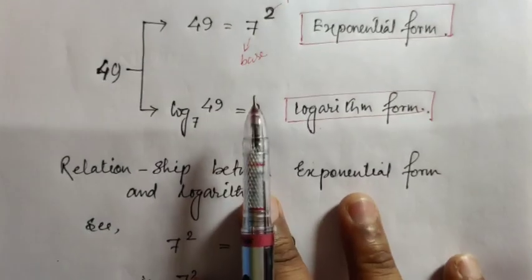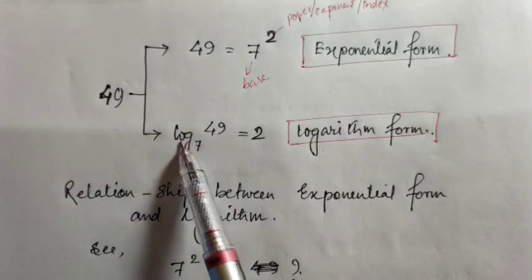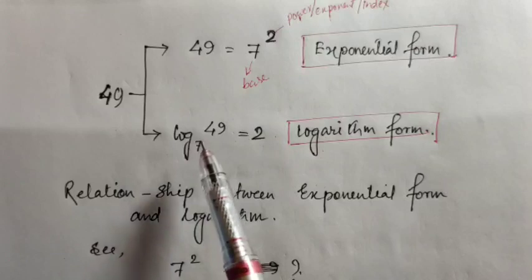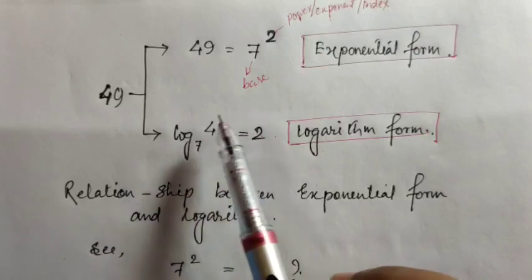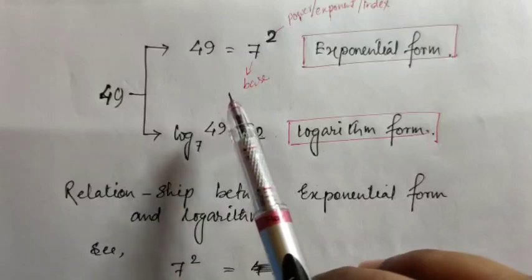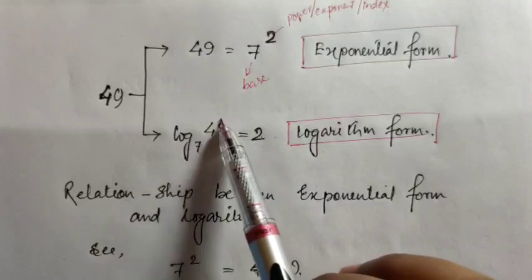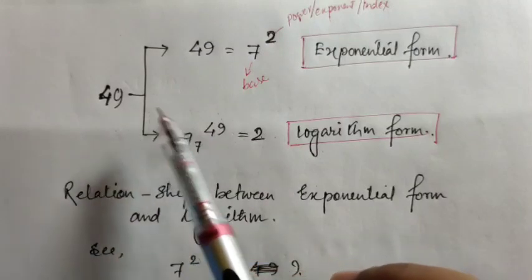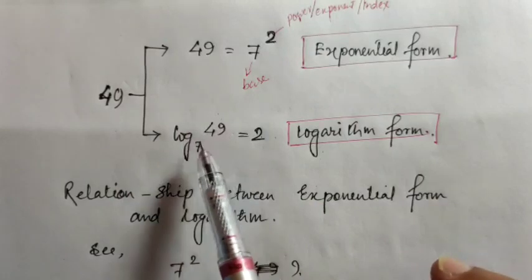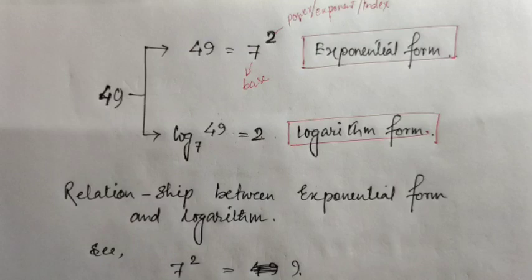Okay, and another way of expressing this 49 is this: log 49 to base 7 is 2. That means 7 if raised to power 2, the answer will be 49. I'm repeating it: 7 raised to 2 is 49. So this is another way to express any positive number: log 49 to base 7 is 2. Okay, so this is called logarithm form.